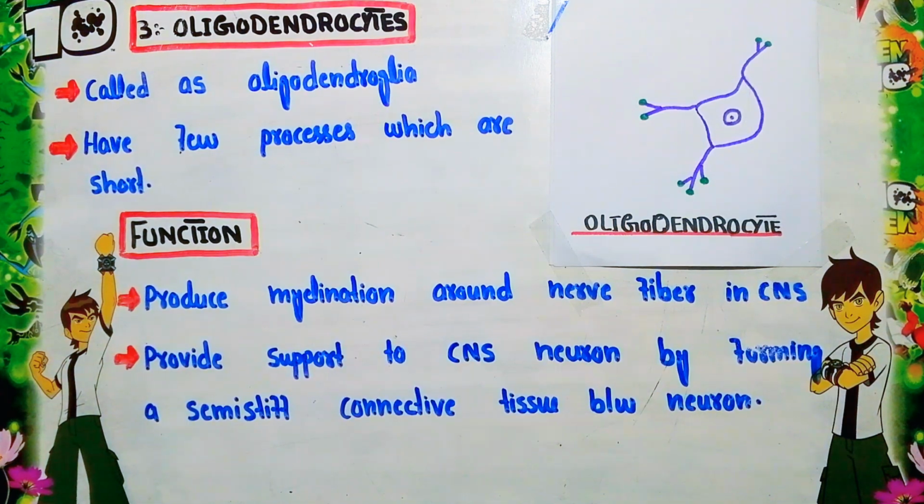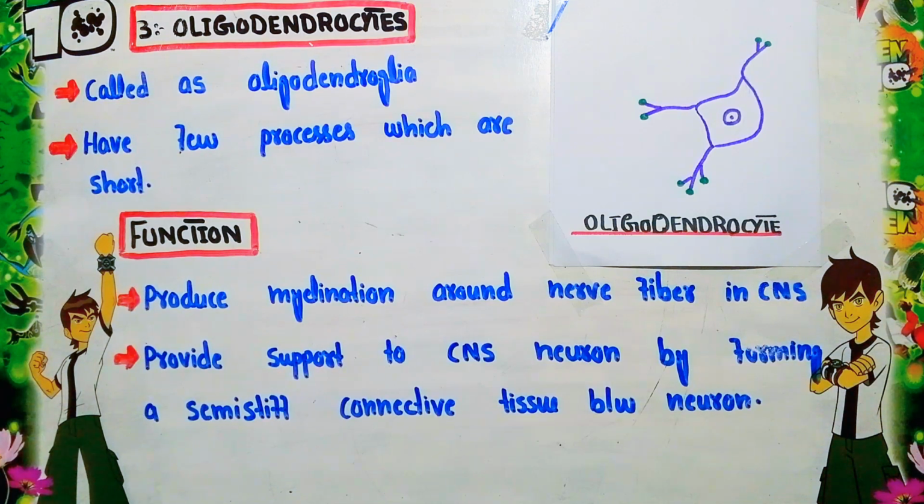Now what is the function of the oligodendrocyte cell in our central nervous system? The first function is that it produces myelination around the nerve fibers in the central nervous system. In the central nervous system, the nerve fiber is surrounded by a layer of proteins called the myelin sheath, or myelination. Myelination in the central nervous system is produced by oligodendrocyte cells. But in the peripheral nervous system, myelination is produced by the Schwann cell. So this is the first function of the oligodendrocytes.